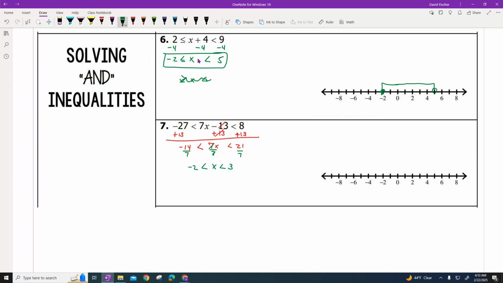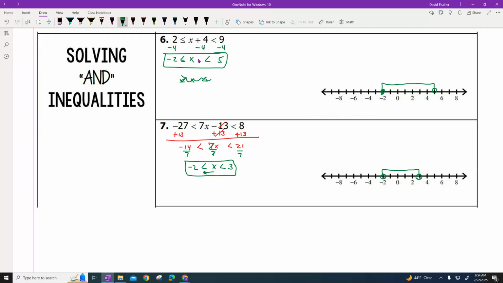-2 is smaller than 3, so they set the problem up right. That I can just put a box around my answer and go over here and graph it. Now again, that says x is greater than -2. You read from the middle to the left on that first half there. So that's an open circle on 2, and it goes this way. Open circle on 3 goes that way.